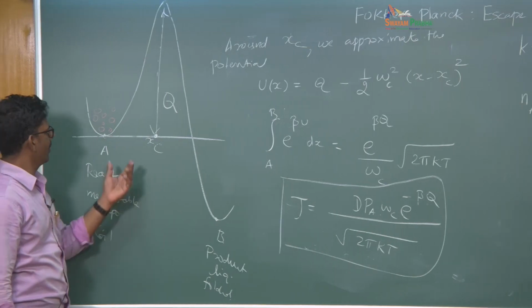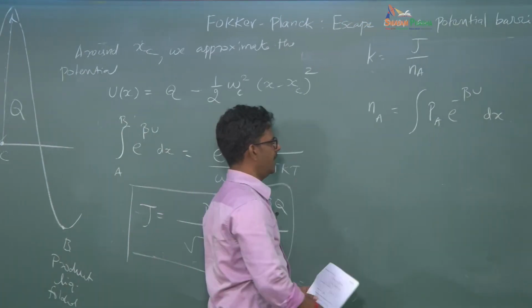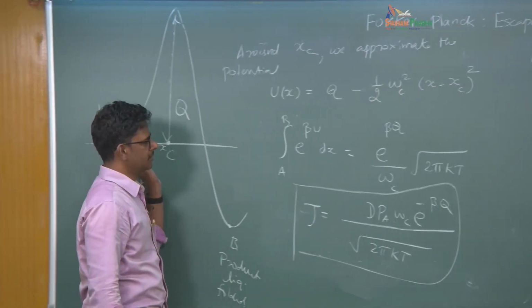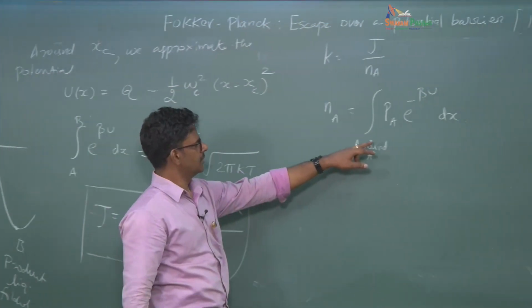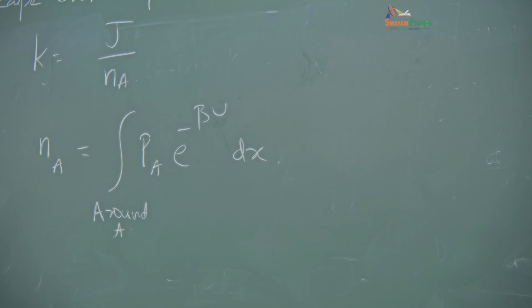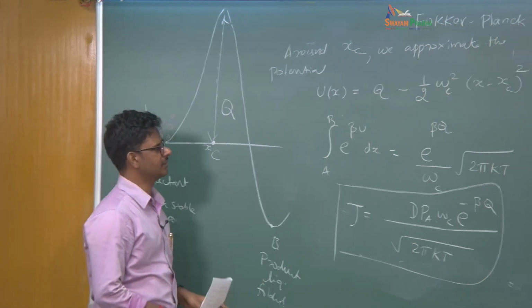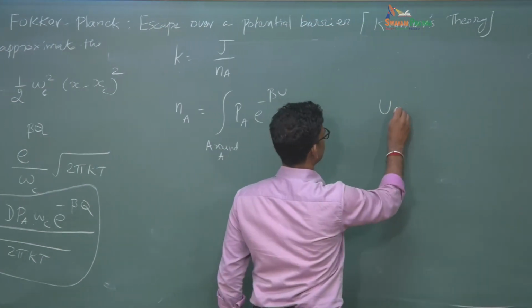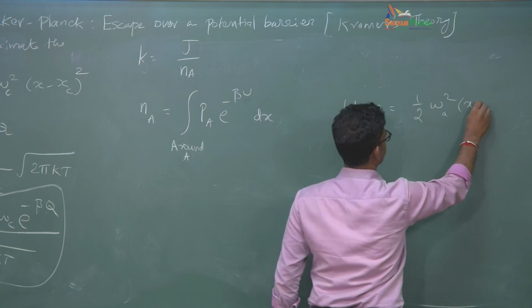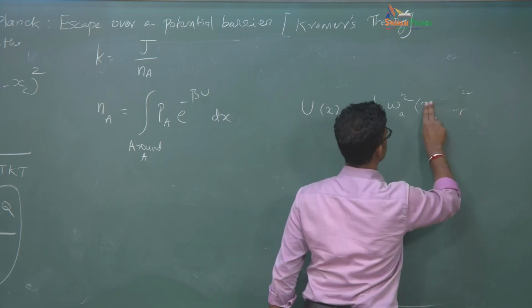So now what we need is to get the number of particles in this zone, in this basin. Okay, we integrate around point A here, we integrate Pa times e power minus beta u dx. So here again u is the potential around this point. Okay, so this also we will assume to be a harmonic or a quadratic potential. So we say that u of x is equal to 1 by 2 omega a squared x squared, that is it.